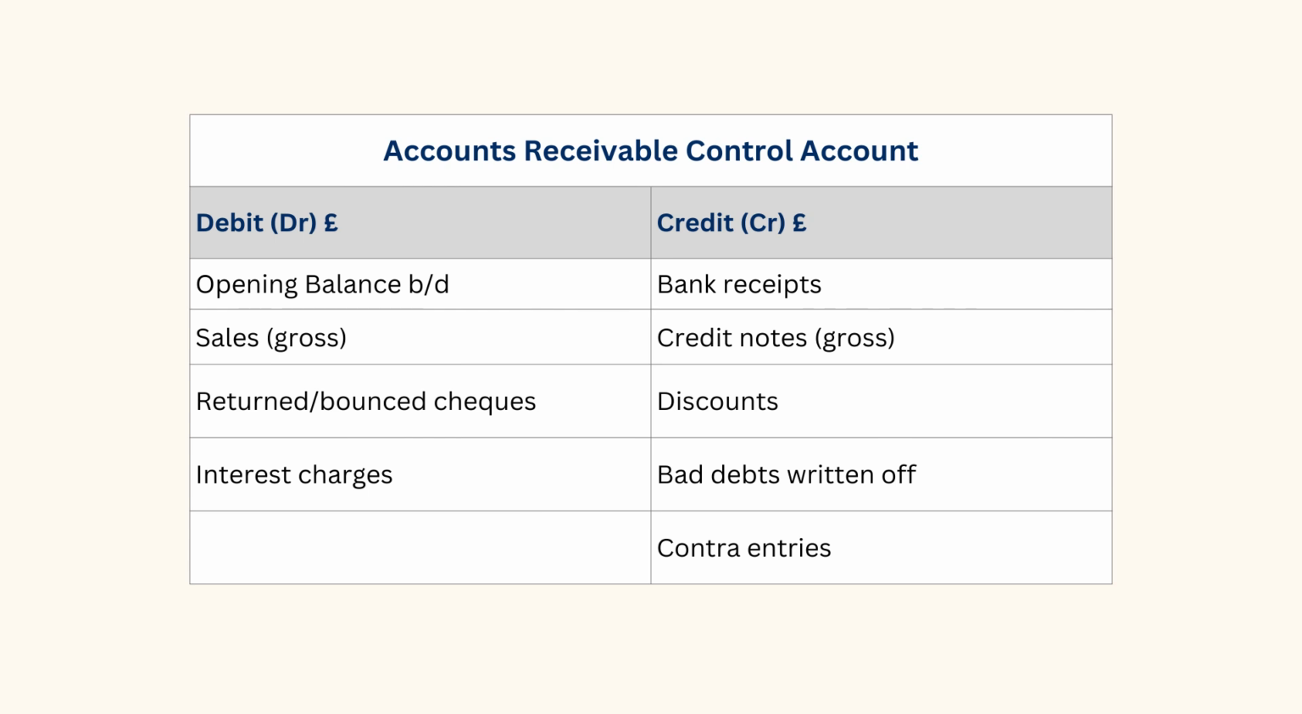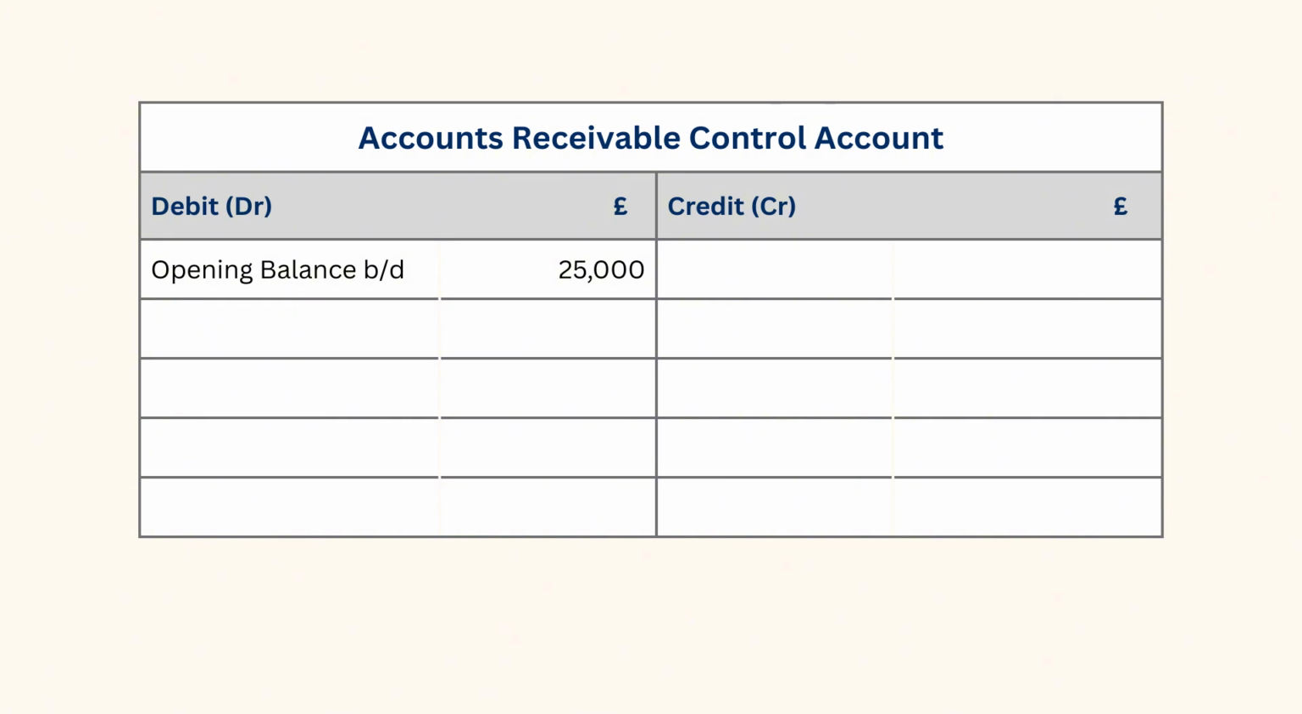Let's walk through a full example of how the Accounts Receivable Control Account works in practice. At the end of the month, we want to calculate how much money customers owe the business. Here are the transactions for the month. We started with an opening balance of £25,000. That means customers already owed us this amount at the start of the period. During the month, we made £12,000 of credit sales. Those sales increase what customers owe, so this goes on the debit side.